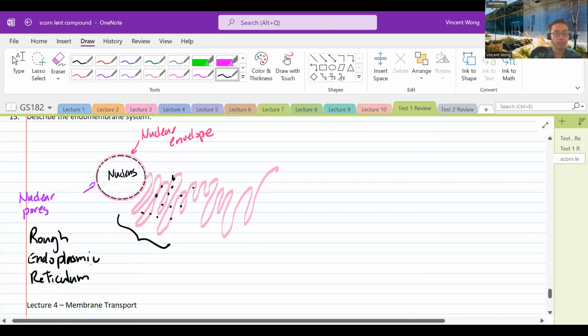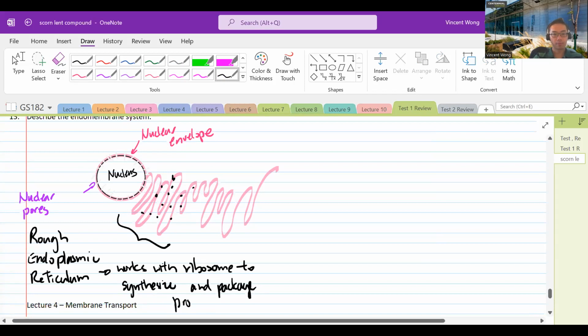Okay, and the function is that it works with ribosomes to synthesize proteins, right? To synthesize and, we'll say, package proteins.